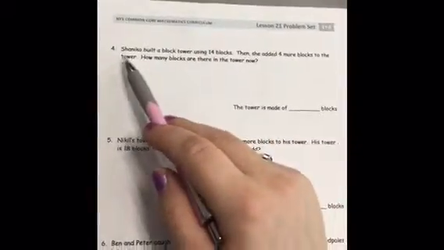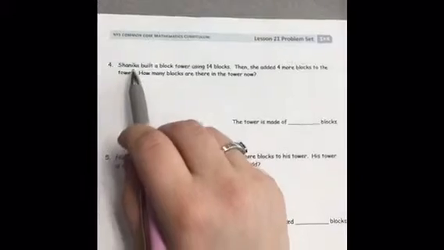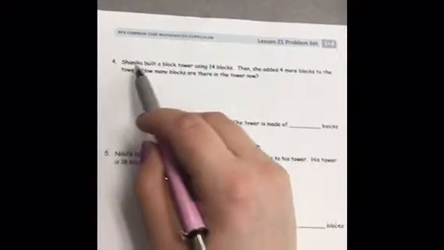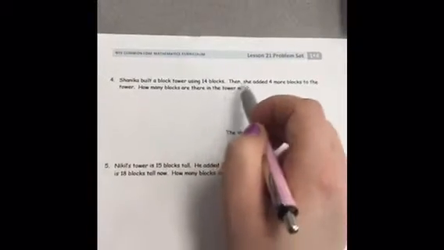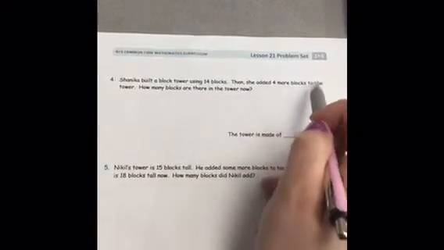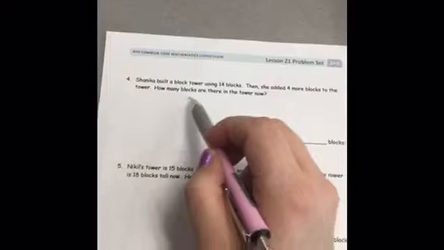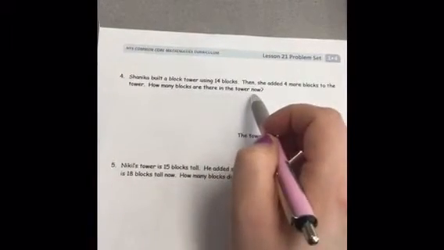All right, number 4. Remember, we're still doing the read, draw, write strategy, so let's go ahead and read the problem. Shanika built a block tower using 14 blocks. Then she added 4 more blocks to the tower. How many blocks are there in the tower now?